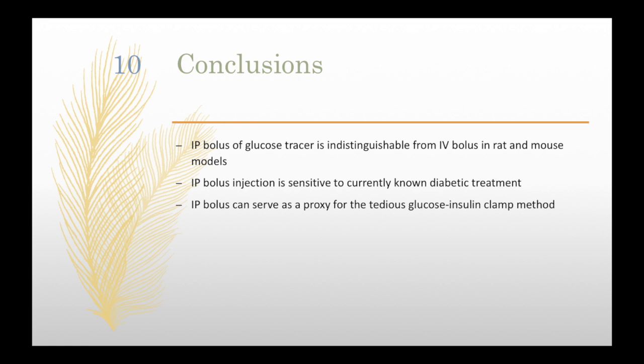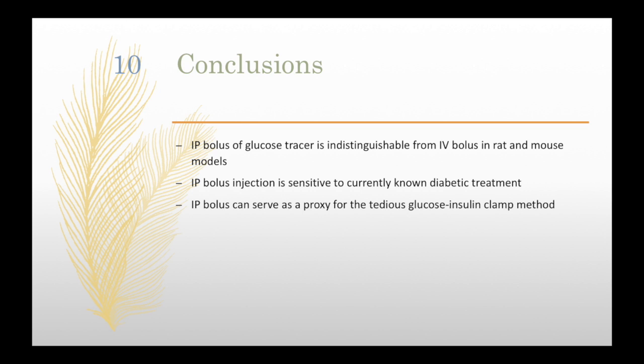In summation of the paper, regarding other figures as well as what was previously shown, the researchers concluded that an IP bolus of glucose tracer is indistinguishable from an IV bolus in rat and mouse models. Through the use of glitazones, the researchers also observed that an IP bolus injection is sensitive to currently known diabetic treatment through pharmacological agents. The researchers also showed that an intraperitoneal bolus injection can serve as a proxy for the tedious glucose insulin clamp method.